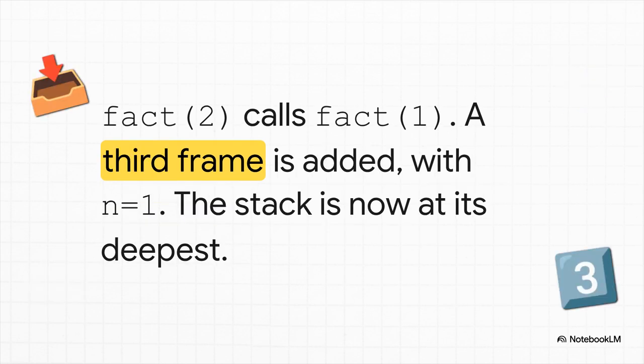And you guessed it, it happens one more time. Fact 2 calls fact 1, and a third frame gets slapped on top, with its own n set to 1. See? This is how Java keeps everything straight. Each call has its own private workspace.